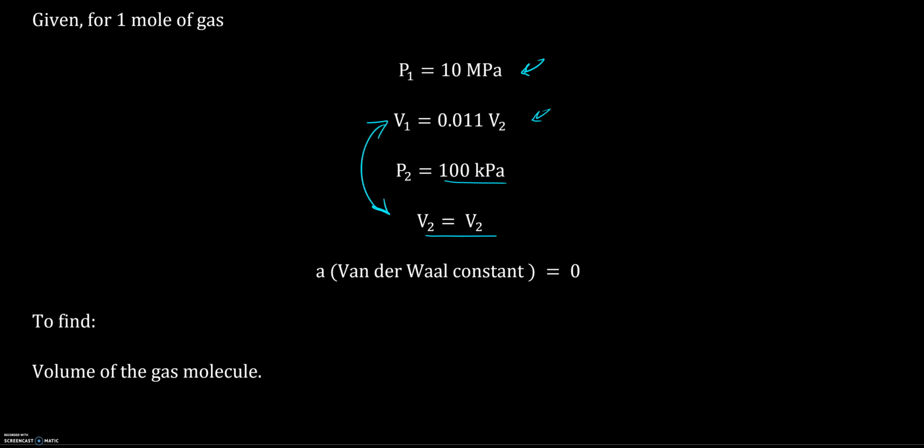But hey, the easy way to remember this is PV is equal to constant, right? Because the temperature is constant. So if P increases, V falls. So this is a quick way of checking what you're doing throughout.